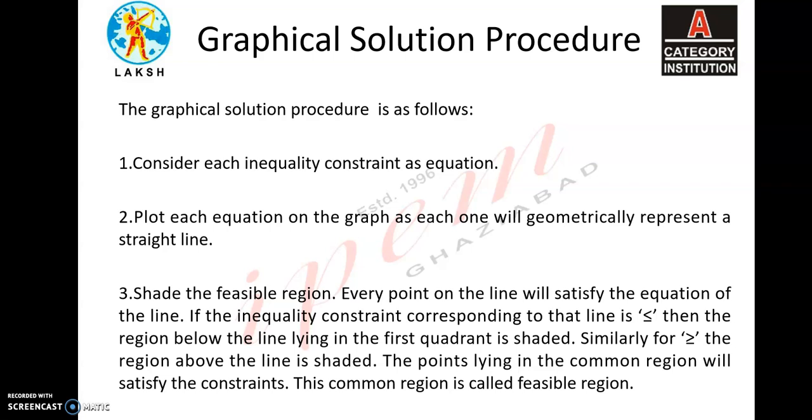So what are the basic steps to solve the linear programming problem by the graphical method? There are three steps. The graphical solution procedure is as follows. First, consider each inequality constraint as an equation.